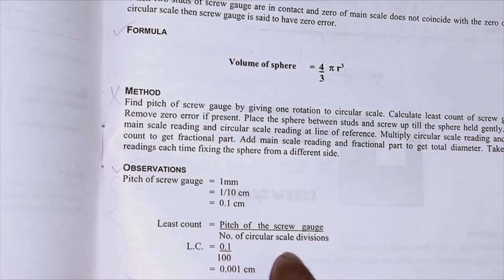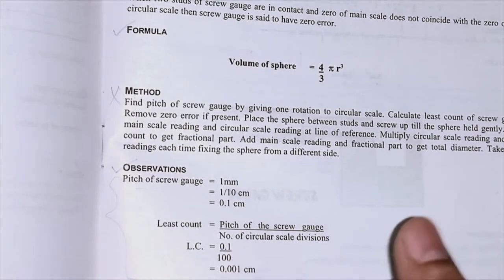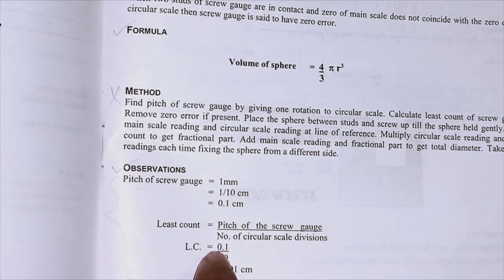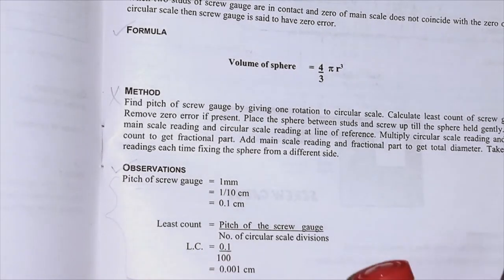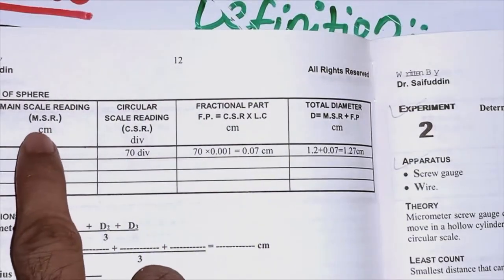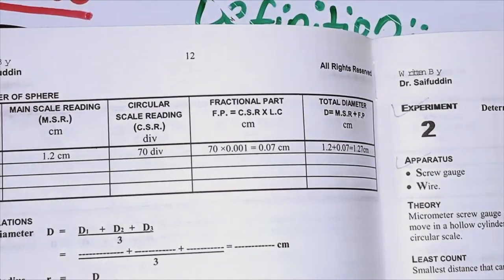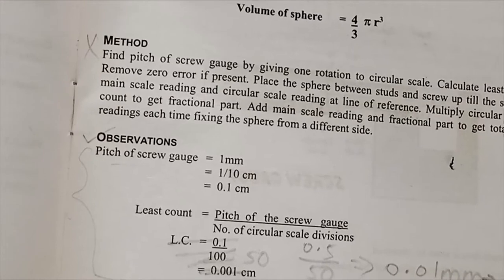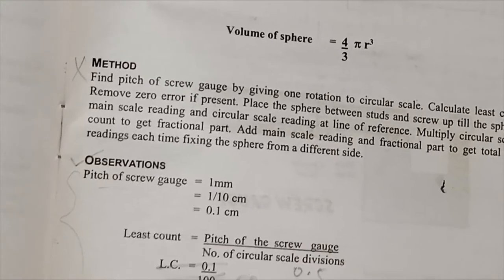There are so many types of circular scale of screw gauge. Some screw gauges have 50 divisions on the circular scale, some have 100 divisions. In our case we will look at how this 0.1 comes, so you don't need to worry, we will find it in this video. After that we have to note all these readings: main scale reading, circular scale reading, fractional part, total reading. So we will start our experiment with the apparatus. In our case we have 50 divisions on the circular scale.